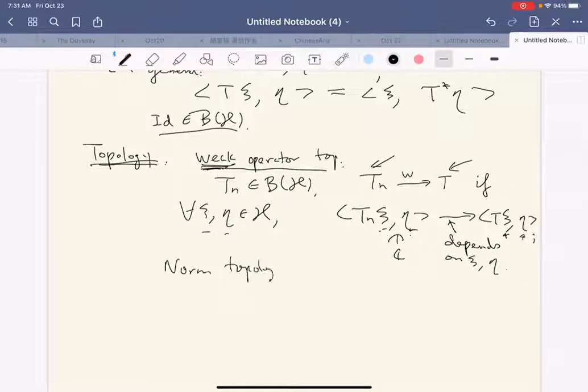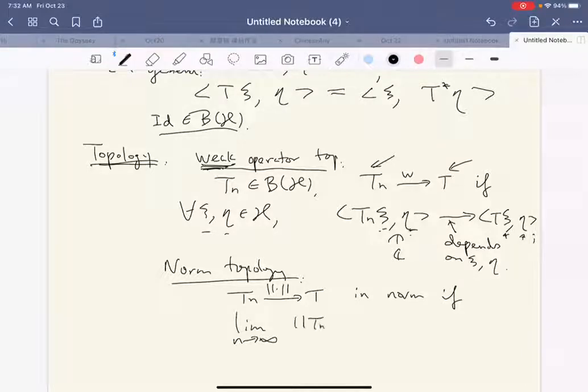That's obviously stronger. So we say Tn goes to T in norm. Sometimes people just write the norm symbol there. This is pretty straightforward. If you take Tn minus T, that's a linear operator. You find its norm, this goes to 0, right?